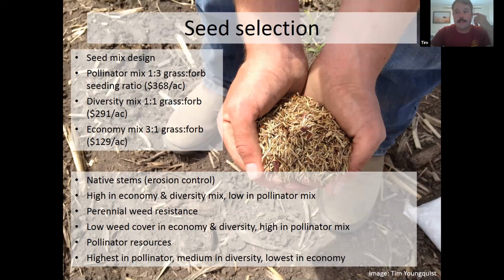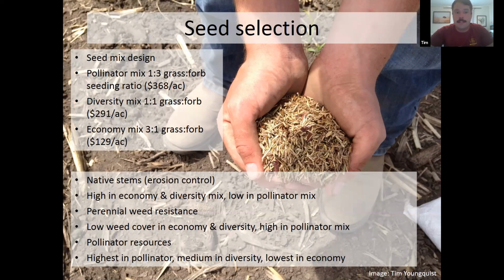Back in the early 2010s, the pollinator mixes were really, really popular. That would be basically one species of grass for every 3 species of forbs or flowers. That's a little bit more of an expensive mix, but it's really high in pollinator resources. So if you're interested in that, that's a good thing.